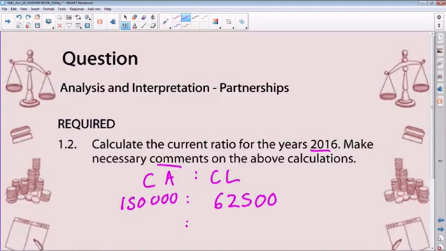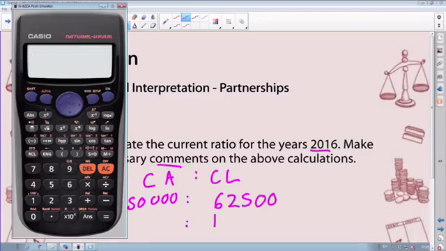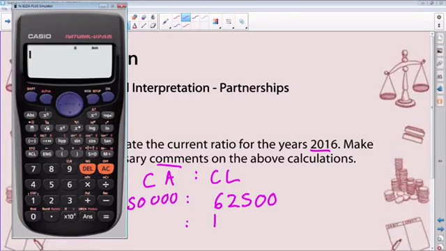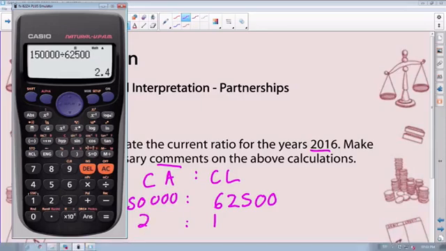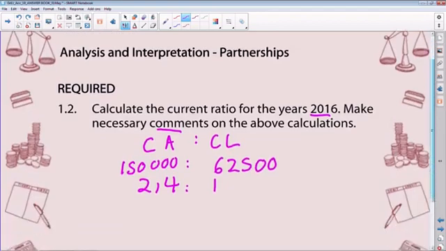So as usual, the right-hand side must equal to 1. So in order for my left-hand side to be converted into a simplified ratio, I'm going to take my current assets, which is 150,000, and I'm going to divide that by my current liabilities, 62,500, and that gives me a ratio of 2,4 is to 1.